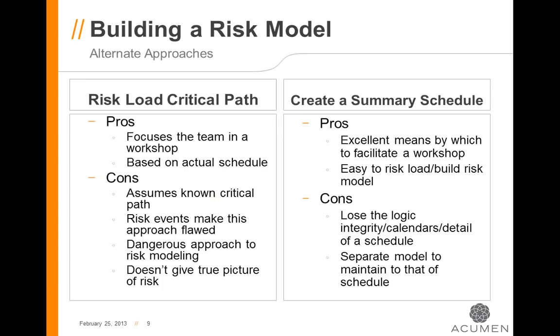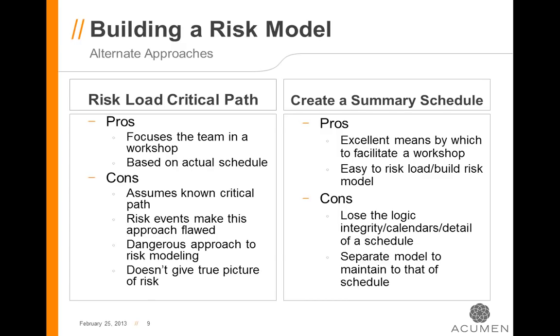Let's talk briefly about some alternative approaches to building a risk model. There's some pros, but there's some cons as well. The first, over on the left-hand side, would be to risk load the critical path. It makes sense, right? We create a schedule baseline, we run the critical path, and we know that that's the path that can potentially hurt us the most. Well, we really don't know that. We're making an assumption that the critical path at the start of the project is going to be the critical path at the end of the project, which personally I know isn't often the case.